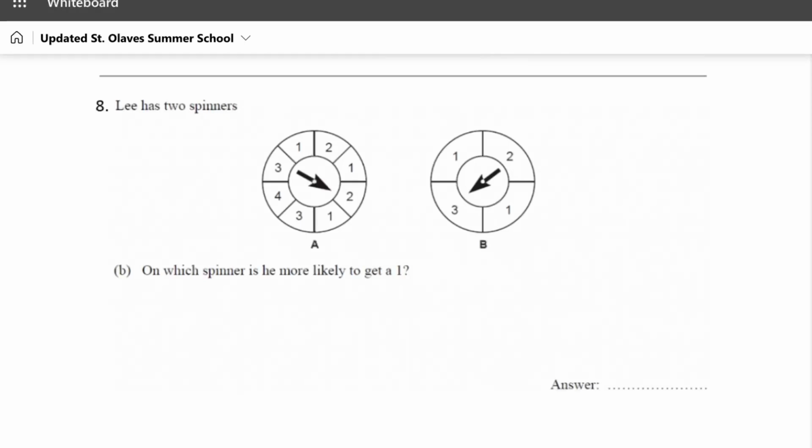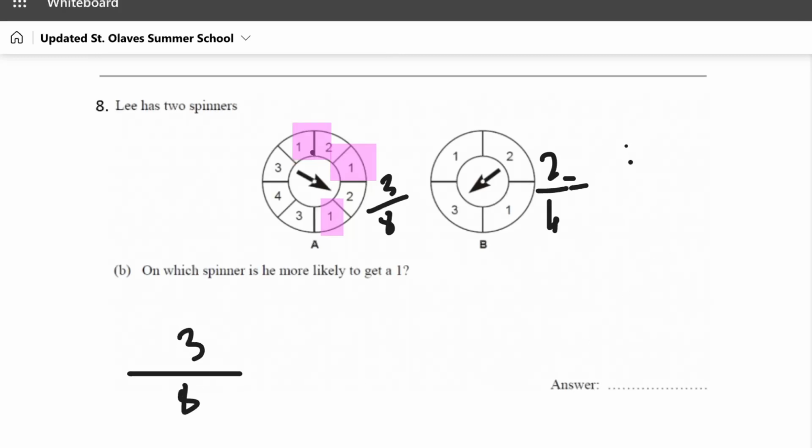So for question 8, let's evaluate which spinner is more likely to get a 1. We have 1, 2, 3, 4, 5, 6, 7, 8 pieces in total. And out of that, we have 3 1s. We have 1, 2, 3. And then on spinner B, we have 4 pieces in total. And then we have 2 of those. Let's put this under the same denominator. We have 3 eighths, and then 4 eighths. Which one is bigger? 4 eighths, therefore he is more likely to get a 1 on spinner B.